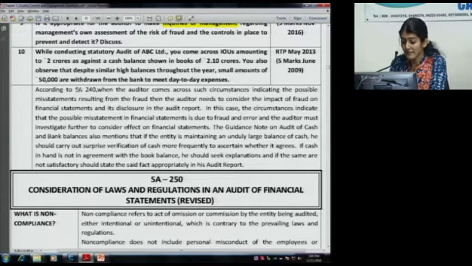As per SA 240, when the auditor comes across such circumstances indicating a possible misstatement resulting from fraud, he needs to consider the impact of fraud on the financial statements and audit report. So this is the secondly point: firstly, secondly, thirdly, finally. In this case, the circumstances indicate a possible misstatement and the auditor must investigate further. The guidance note on cash and bank balances says that the auditor should carry out a surprise verification, and if cash is not in agreement with the books, he should ask for an explanation, and if not satisfactory, put it in his audit report.